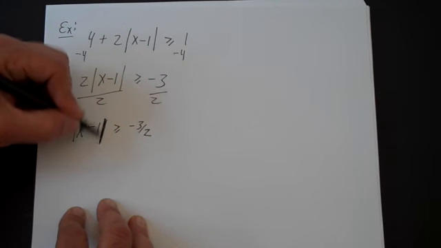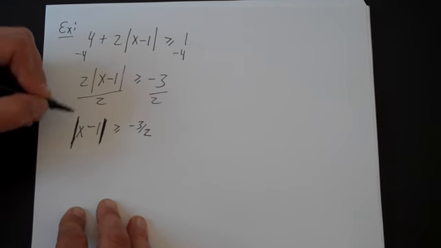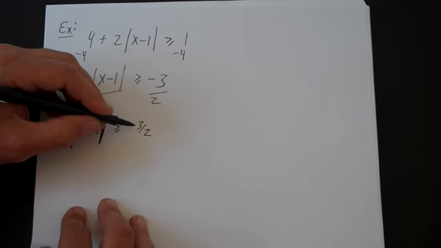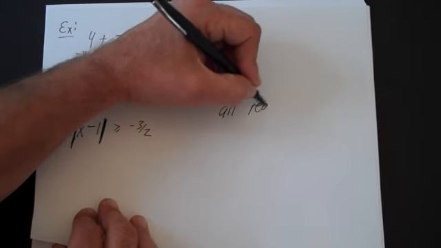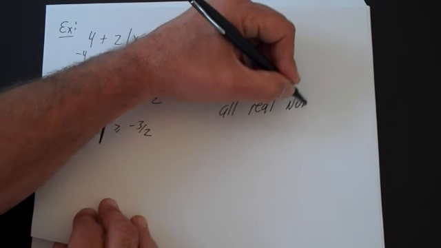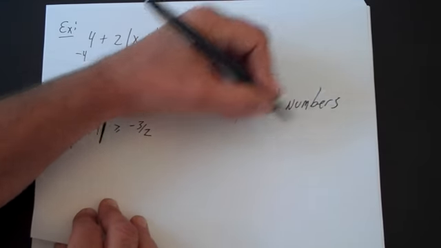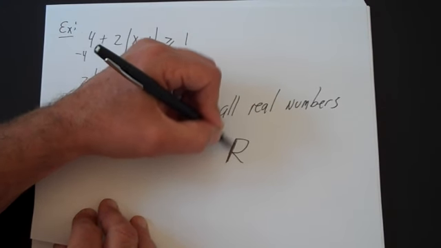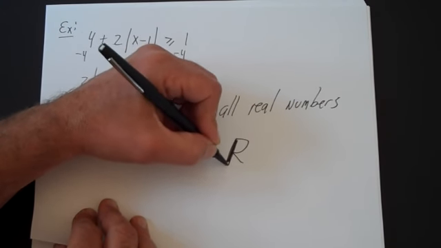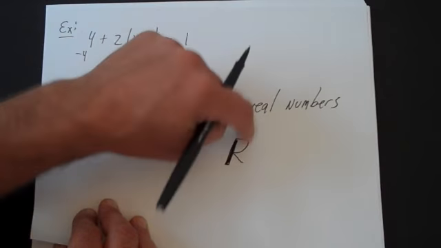So let's think of this. An absolute value term is always positive. When is it greater than or equal to a negative? It's always greater than or equal to a negative. So here we'd say all real numbers, or all real solutions. Sometimes people will use an R symbol, and that simply means all real numbers.